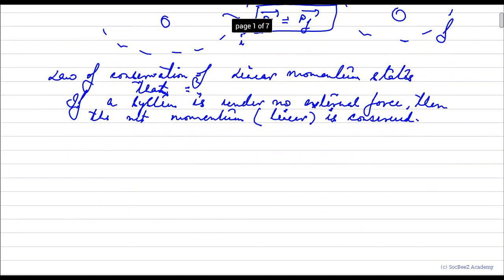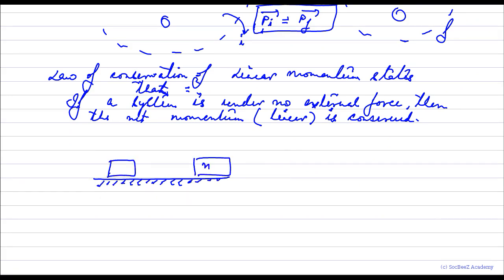Let us talk about a simple case, that is if I have two bodies on a frictionless ground. This is my frictionless ground, this is my first body, this is my second body, its mass is m2, its mass is m1, it has velocity v1, it has velocity v2, and v1 is greater than v2, so that the collision occurs.